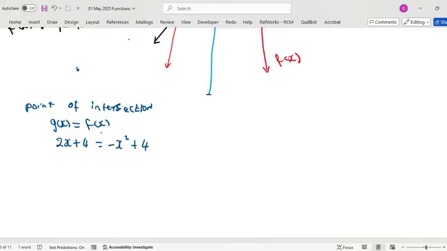So if I collect the like terms, let's transpose x squared, then I'm going to have x squared, and then transpose 4 also, -4, and 2x plus 4 I don't transpose, so I'm going to have x squared plus 2x plus 4 minus 4 equals 0. Then I've got like terms here. x squared doesn't have a friend, so I'm going to have x squared. Then I've got -4 plus 4. What is the answer? 0. So I'm going to be left with x squared plus 2x equals 0.